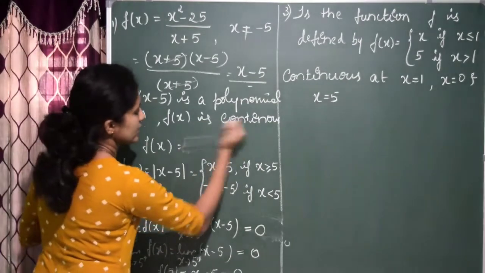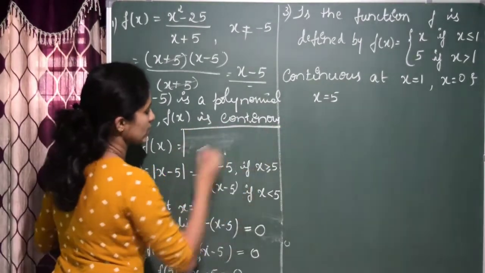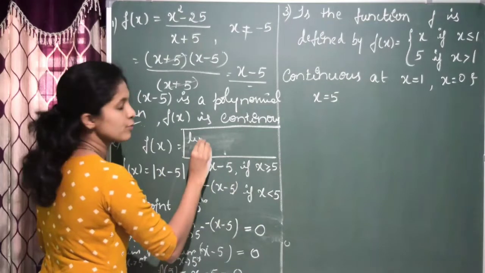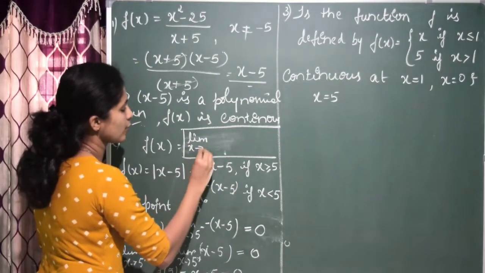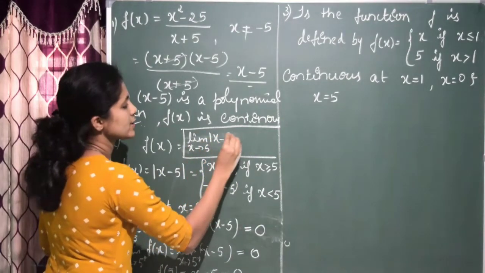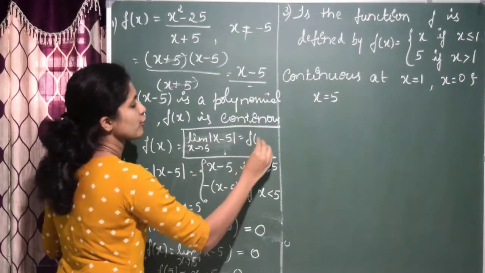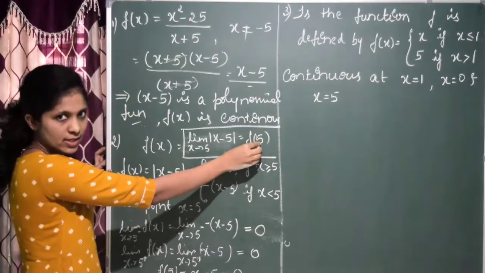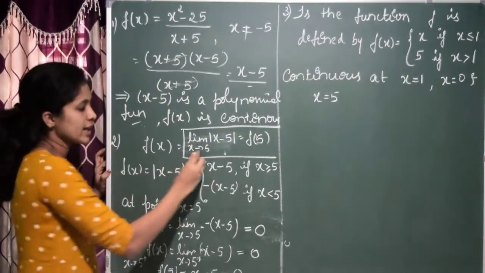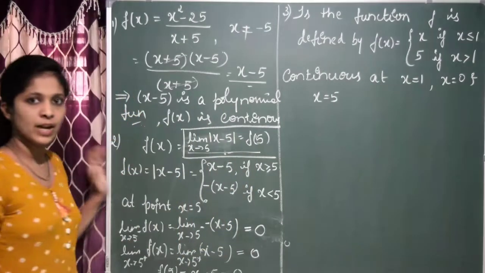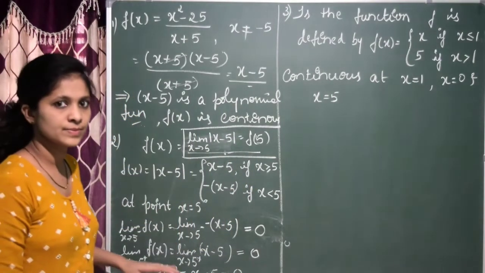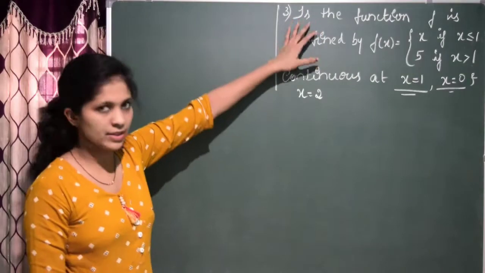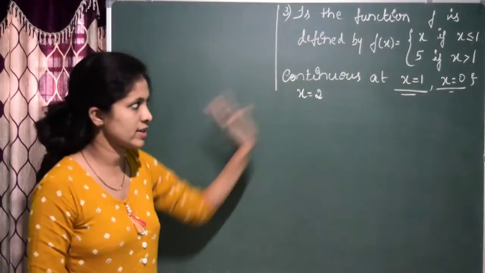Here I don't have place, so I'll erase this one. So we can write the limit of x tends to 5 of mod of x minus 5 is equal to f of 5. So at the point 5, this is also continuous. So the graph is continuous. I hope you understood this one. See the next question. Here the place was not sufficient, that's why I erased everything.